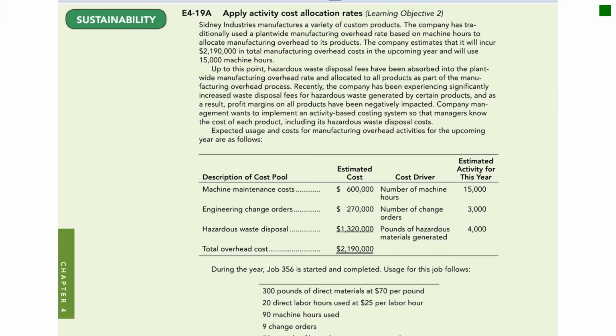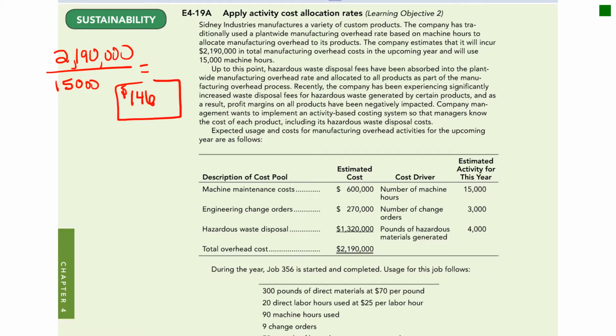So up here at the top, before I get to the next slide, you can take that 2,190,000 and divide it by the 15,000 machine hours. That's going to give you a rate of right at $146 per machine hour. You'll need that in the first part of the problem.